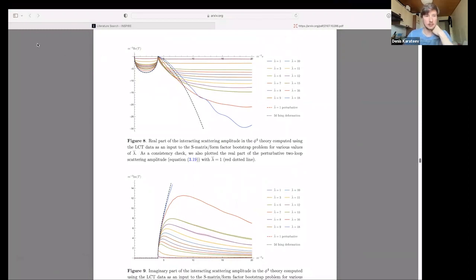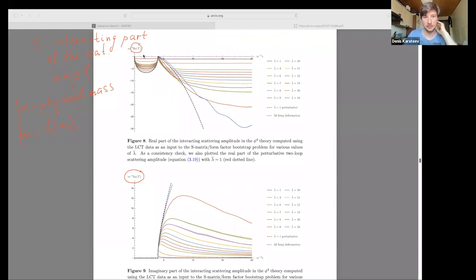So here, T tau is the interacting part of the scattering amplitude. And here we plot the real part versus the imaginary part. M is the physical mass, and you can find the numerical function M in terms of your bare mass, M0. So this M is the real mass of the particle.